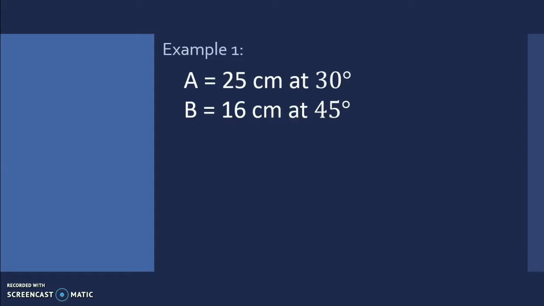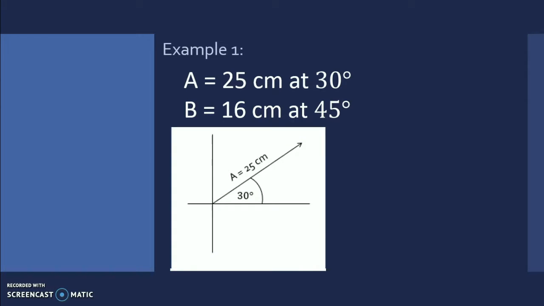Let's say that vector A has a length of 25 centimeters and is at an angle of 30 degrees. And vector B has a length of 16 centimeters and is at an angle of 45 degrees. Before we start, we must remember SOH, CAH, TOA to know whether we're going to use the cosine or the sine function. We first must draw a diagram. So I have prepared two sketches presenting both vector A and vector B.